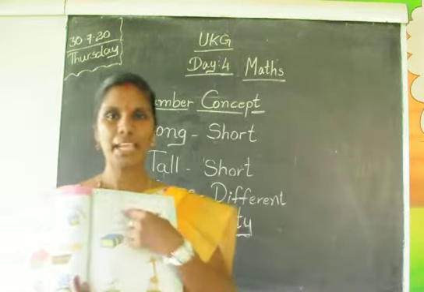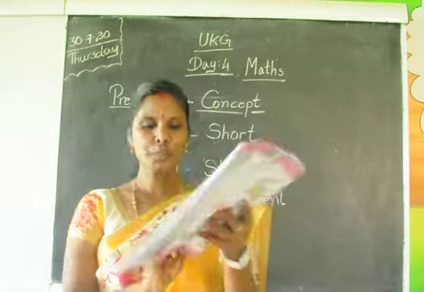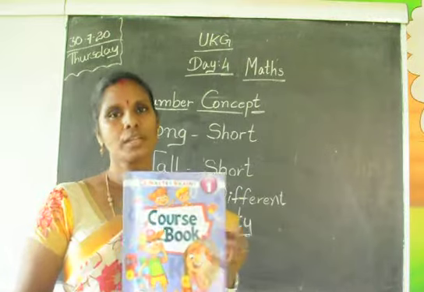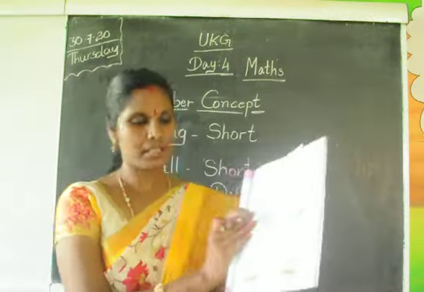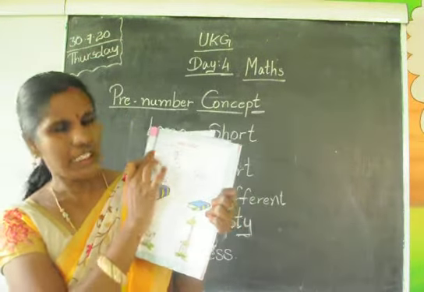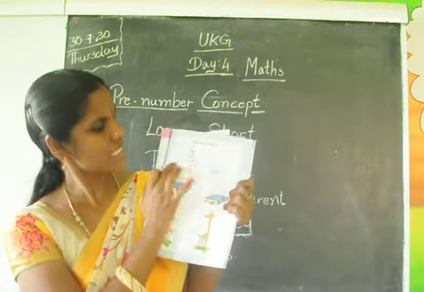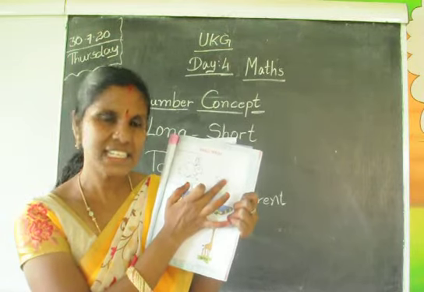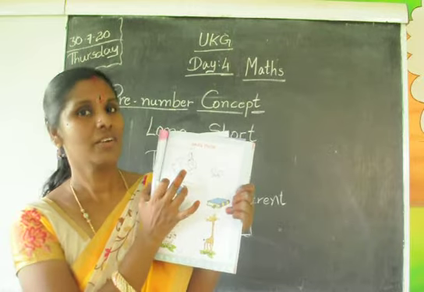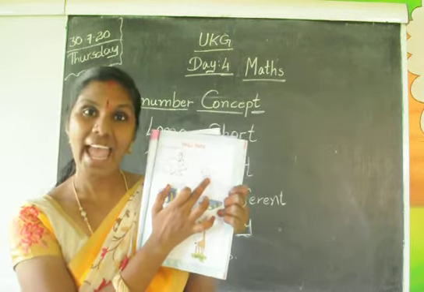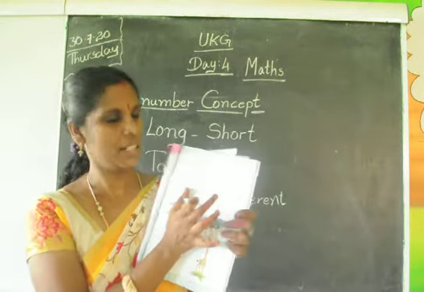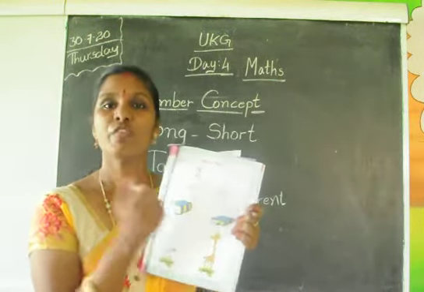Exercise. This is a skill page. The course book page number 37. Color the picture that is heavy. Here two animals are given. This is an animal and this is an insect. What is this picture? Rabbit. This one? Ant. Rabbit, ant. So, in these two, which one is heavy?